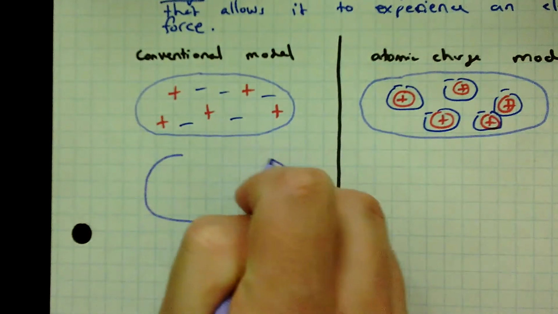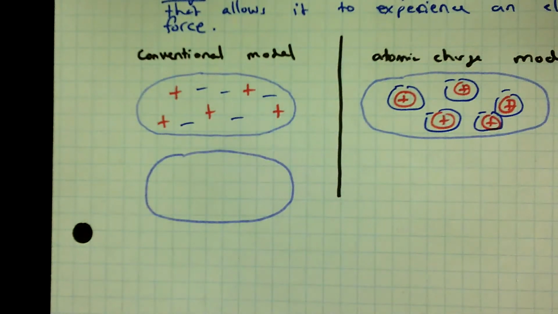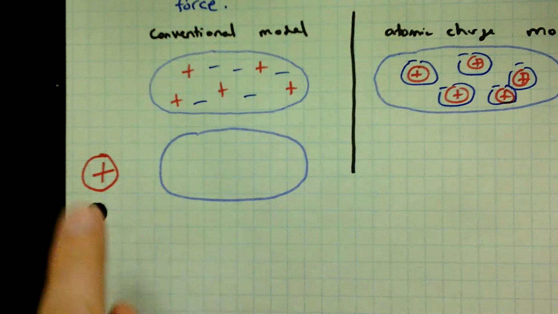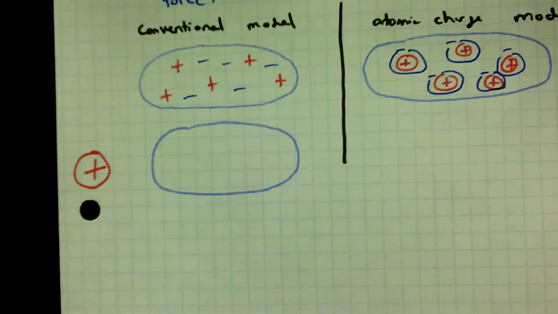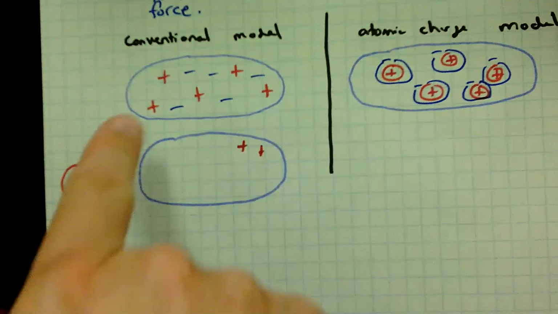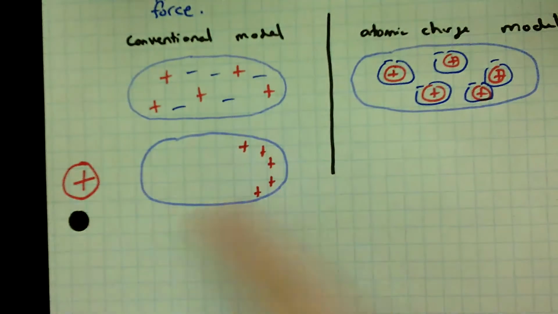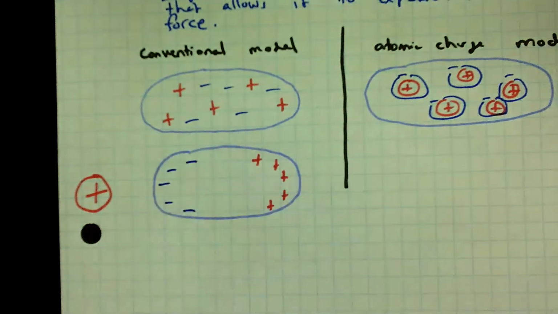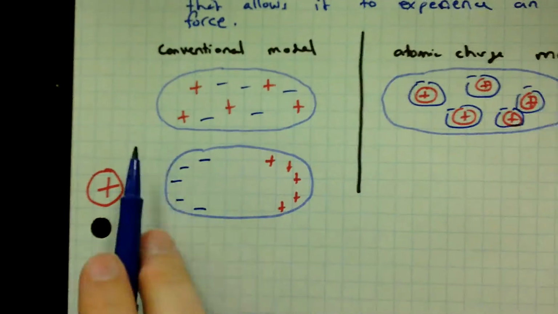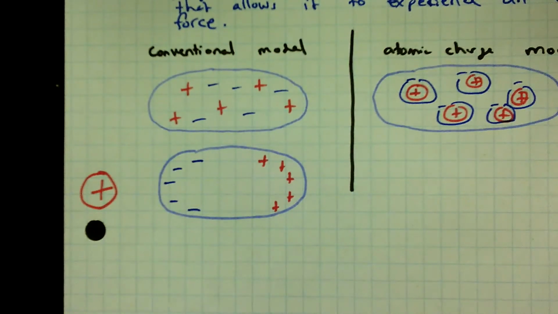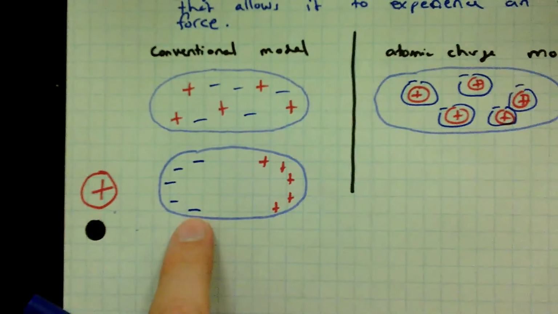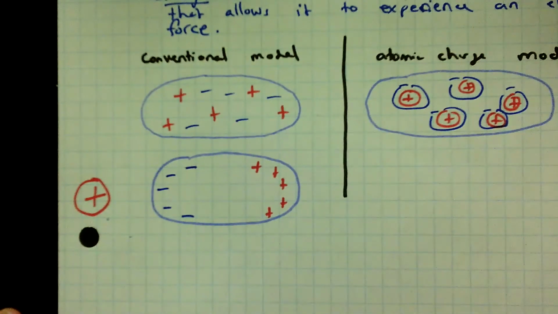So in the conventional charge model, if you bring something near a positive charge, what's going to happen is this positive charge is going to push. Positive and positive repel, right? So this positive charge is going to push all of these positives to the opposite side of the object, and it's going to attract all the negatives to this side of the object. So this is what happens in the conventional model. You bring a positive charge near to it, and it's going to pull all the negatives one direction. It's going to push all the positives another direction.